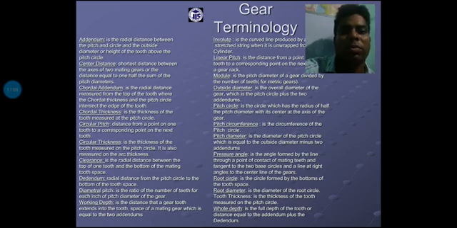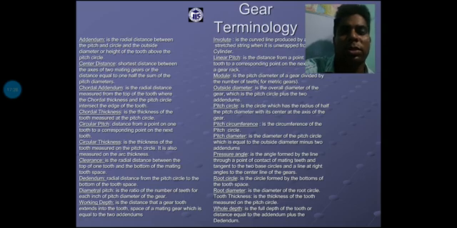Dedendum. Dedendum is the radial distance from the pitch circle to the bottom of the tooth space.